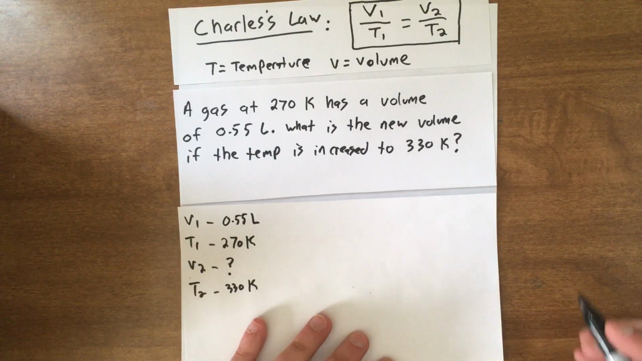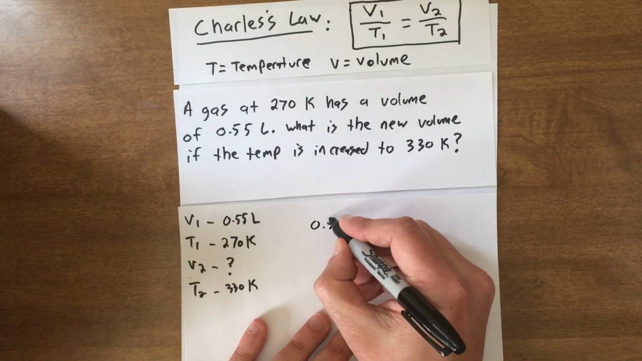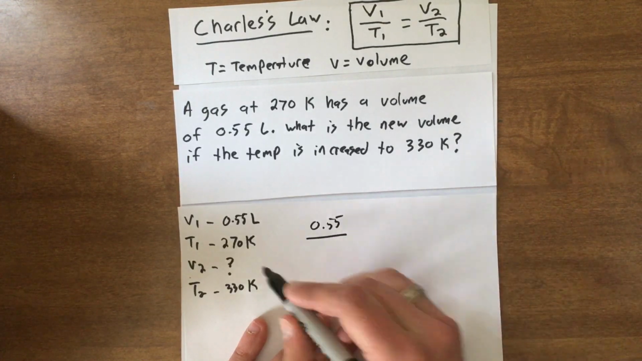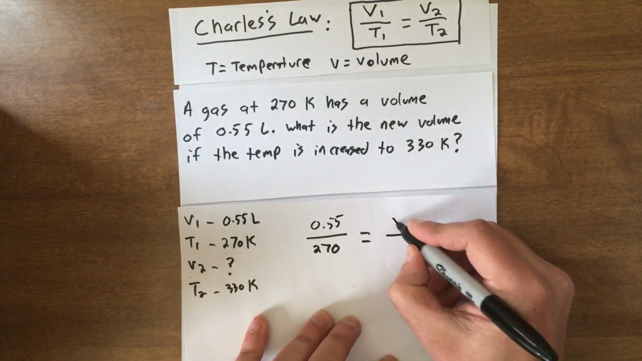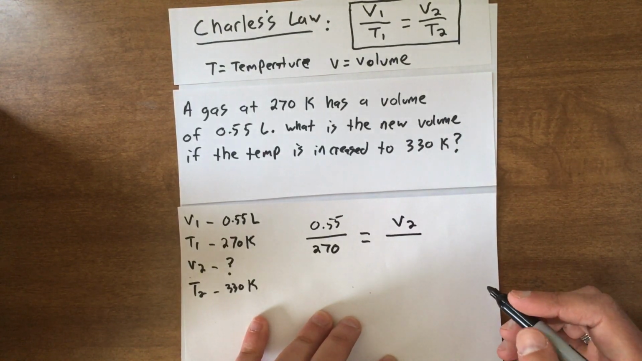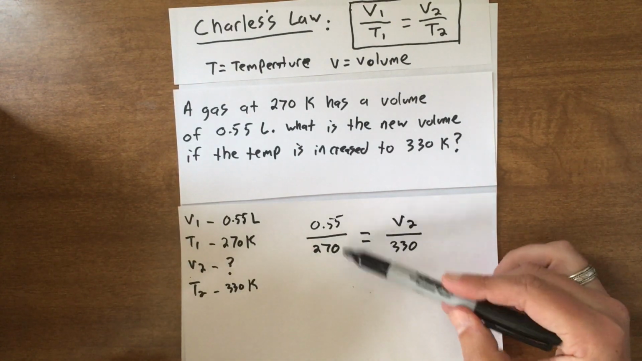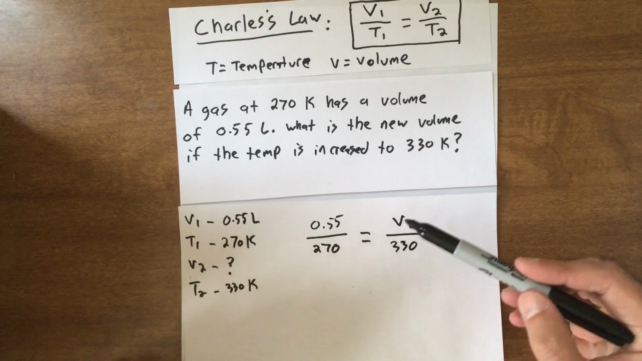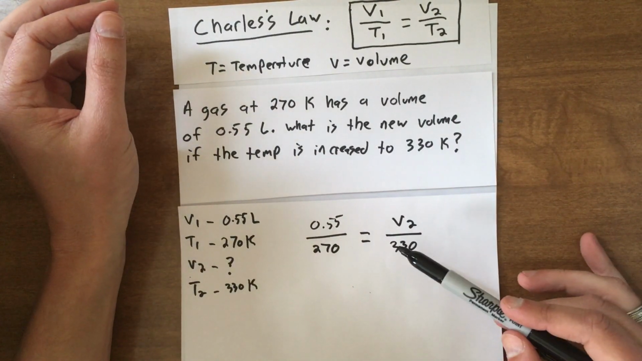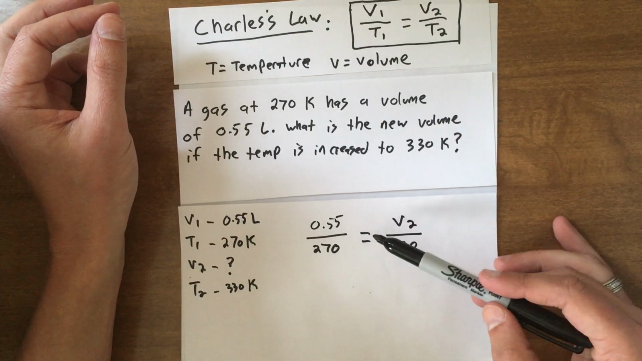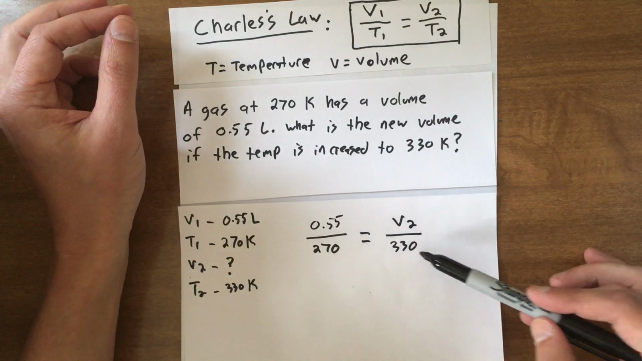Okay, so let's set up the math problem. Our equation is V1, so I'm going to take my V1, 0.55, divided by my T1, 270, equals V2, which is what I'm solving for, over T2. Now notice, I'm not putting units in the math problem here, and I know that seems weird because usually, like in stoichiometry, you have to put in your units. I recommend you don't do it when you're solving the math, because it can get very confusing when you already have variables and then you're also putting units in there.